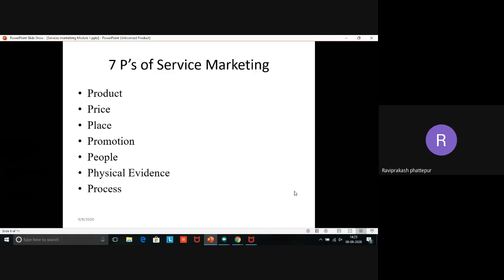Again, promotion. So promotion can have marketing, giving information to the customer, and you can have a good word about the particular service. So, after the first 4 P's, which are the same as for the product, the next 3 are people, physical evidence, and process. Okay. Next is the most important thing.